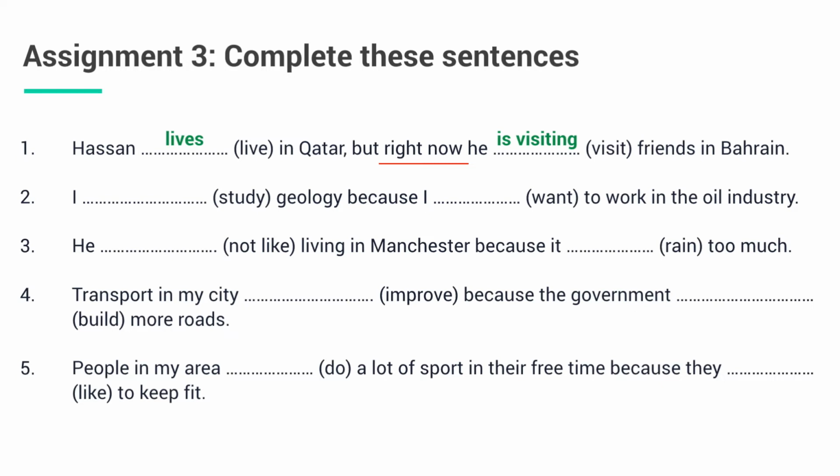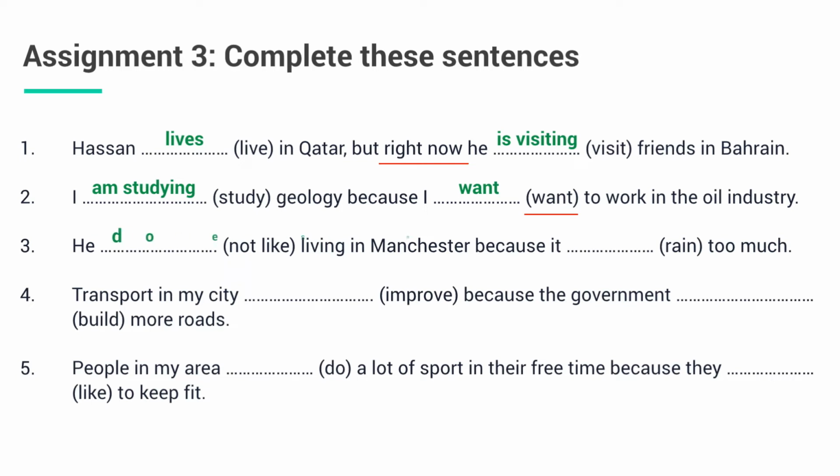Number 2. I am studying geology because I want to work in the oil industry. If you learn Unit 5 carefully, you will definitely recognize this sentence. I am studying geology. It should be present continuous because it talks about an activity which is in progress, but not exactly now. Besides, the verb want is used to express the thoughts or feelings of someone. Hence, it should be simple present. We don't say I am wanting.